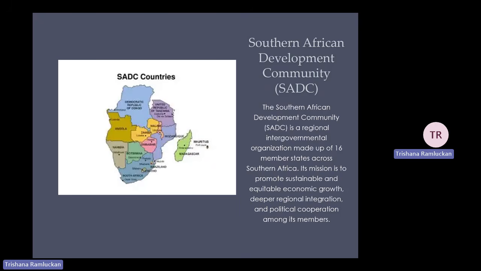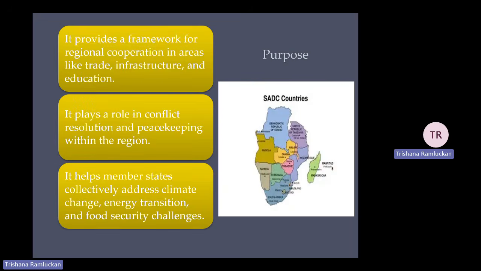Now, in Africa, we have our SADC, or Southern African Development Community. Just a brief history: the Southern African Development Community is a regional intergovernmental organization made up of 16 member states across Southern Africa. These are included in the map. Its mission is to promote sustainable and equitable economic growth, deeper regional integration, and political cooperation amongst its members. It provides a framework for regional cooperation, usually in trade, infrastructure, and education. It plays a role in conflict resolution and peacekeeping within the region. It also helps member states to collectively address climate change, energy transition, and food security challenges.